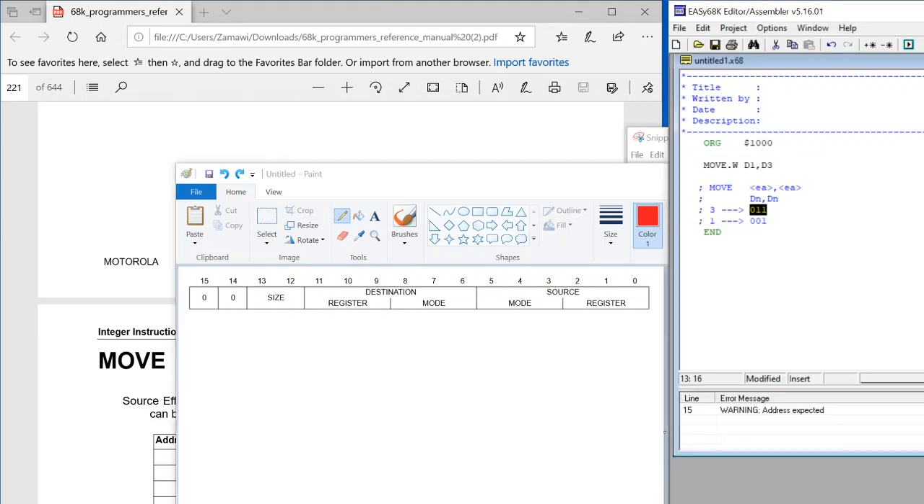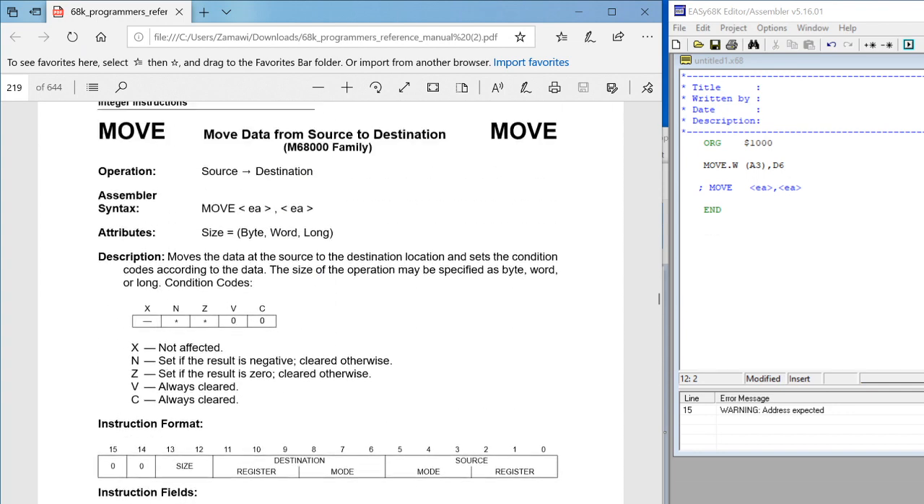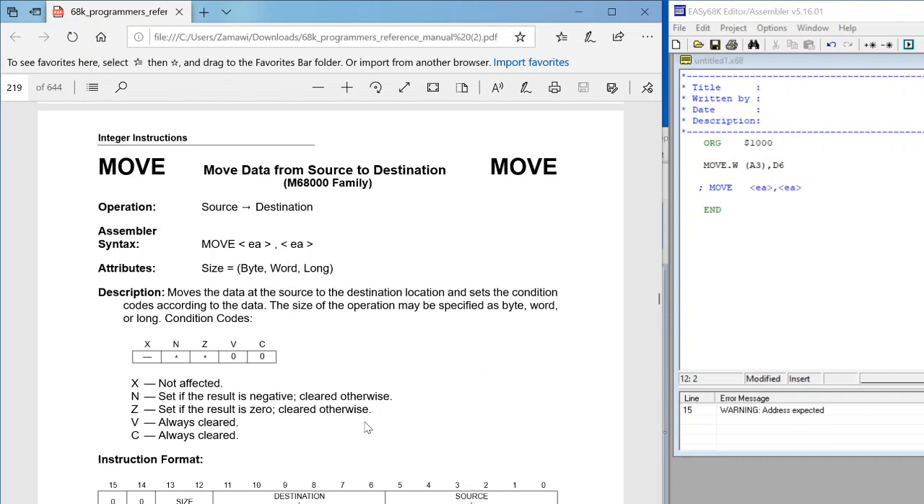Let's try another example. This one, D1. Let's move (A3) to D6. The pattern now is like this: move.w effective address to any effective address, right? So again, you have to refer back to the move instruction here. Let's put it one by one.